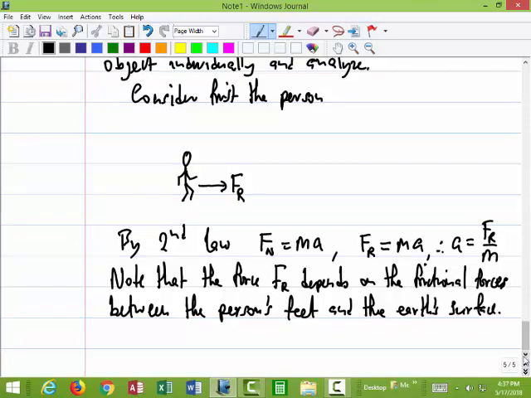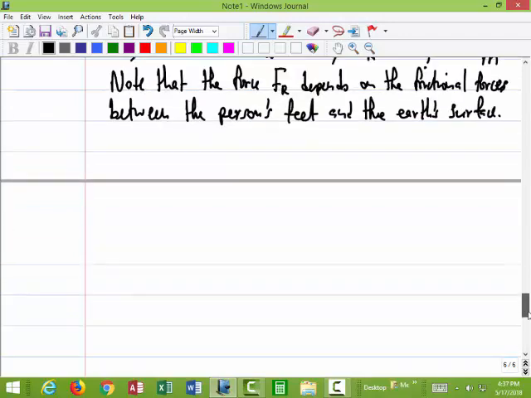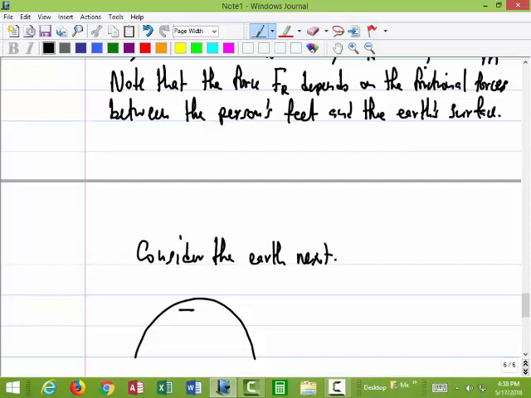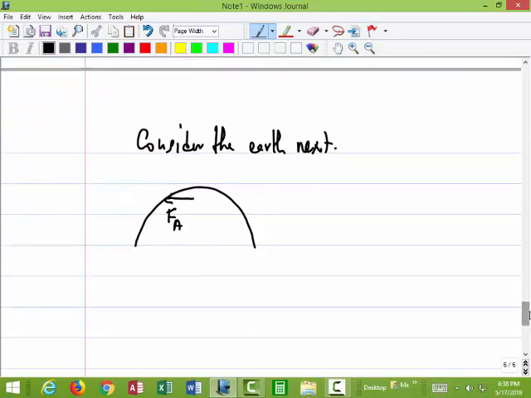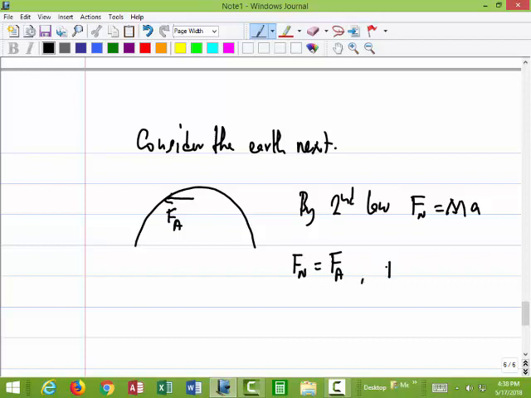Now let's consider the earth next. So we have the earth again, and this time the force on the earth is the action force due to the person walking on the earth. That force acts in the opposite direction and acts on the earth. By Newton's second law, the net force on the earth is equal to the mass of the earth times the acceleration of the earth. And the net external force on the earth is just the action force due to the person walking on the earth. Therefore, we can say that the action force is equal to the mass of the earth times the acceleration of the earth.